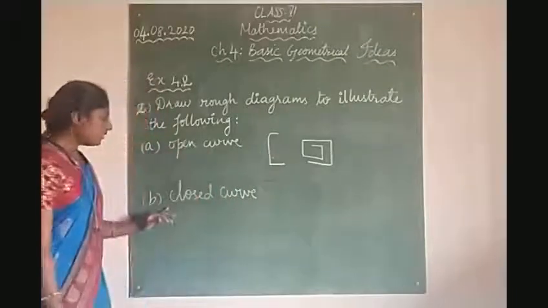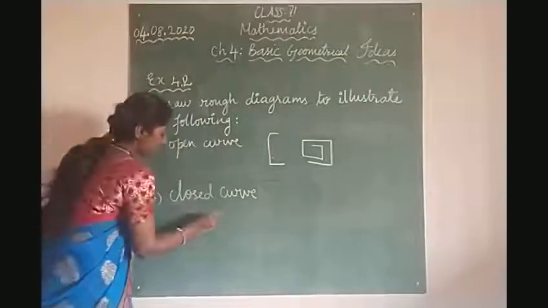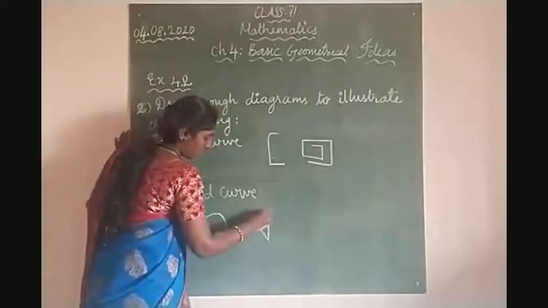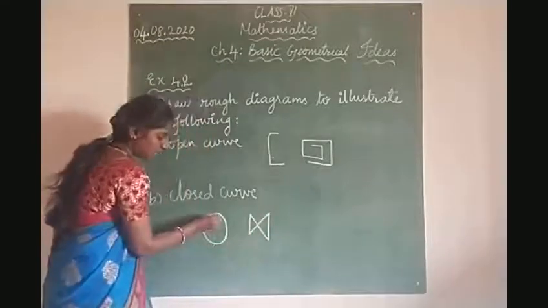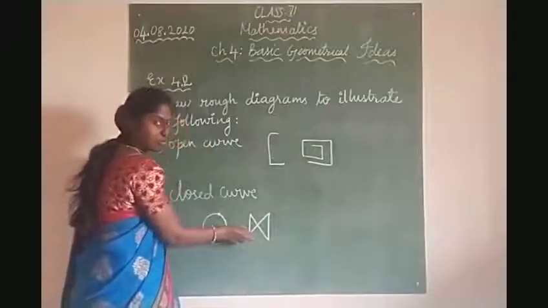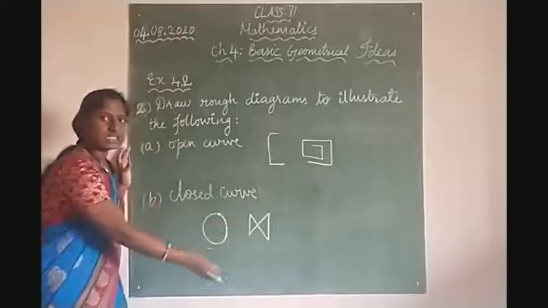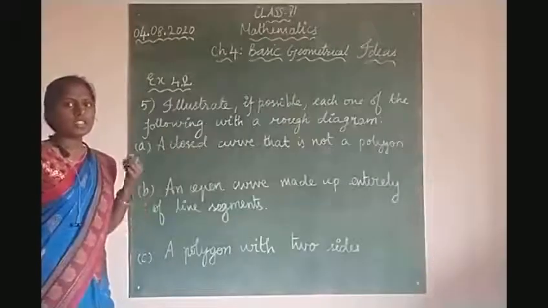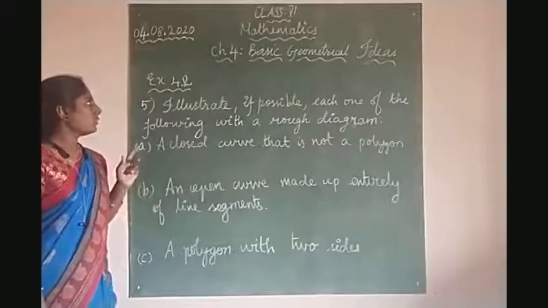Then we have to draw a closed curve. Simply you can draw a circle. Then even you can draw like this. Here the starting point and ending point are at the same place, right? And here also the starting point and ending point are at the same place. So such figures are known as closed curves. Clear?